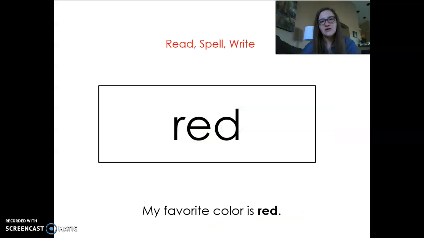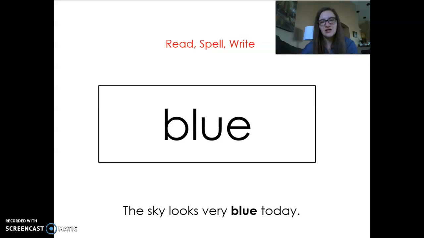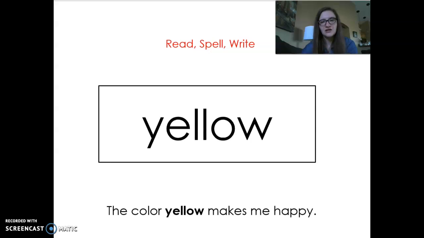Okay, let's look at some sight words this week. Look, think, speak, red. Look, think, speak, green. Look, think, speak, blue. Look, think, speak, brown. Look, think, speak, yellow. Okay, you should know those very well by now. You guys are good with your color words.